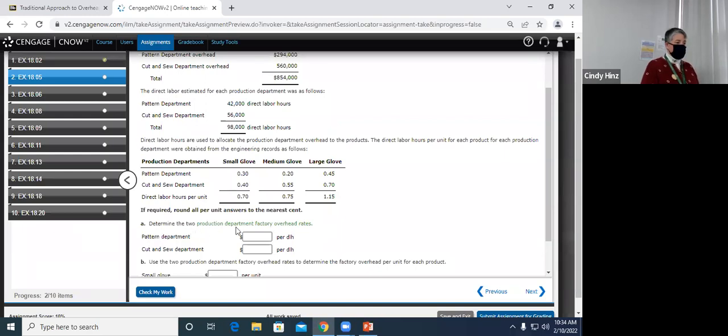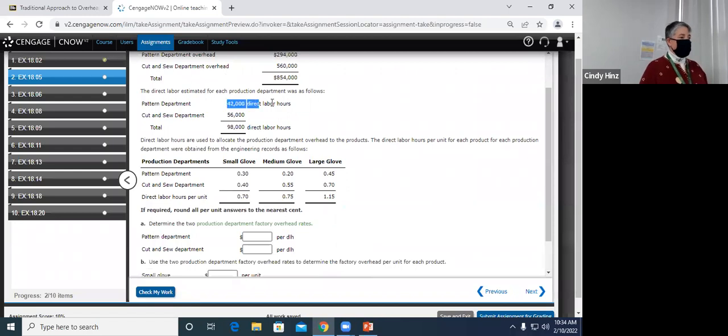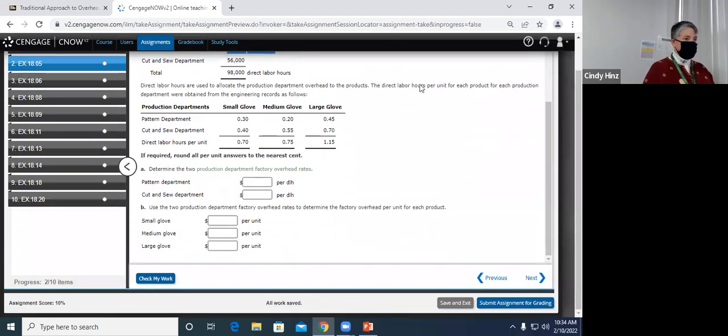So determine the 2 production department factory overhead rates. The pattern department has $294,000 in overhead, and we're going to allocate that based on 42,000 direct labor hours. I can get my annotate up here. So that's a total of $294,000 for 42,000 direct labor hours, for a total of $7 in overhead per direct labor hour. If you haven't already, go ahead and do the calculation yourself for the cut and sew.